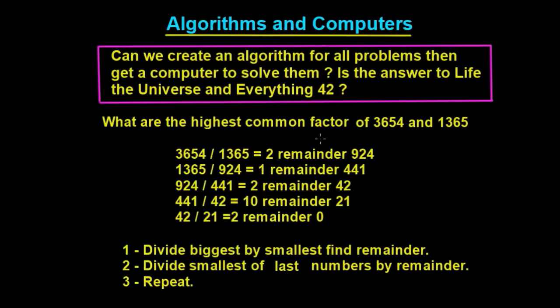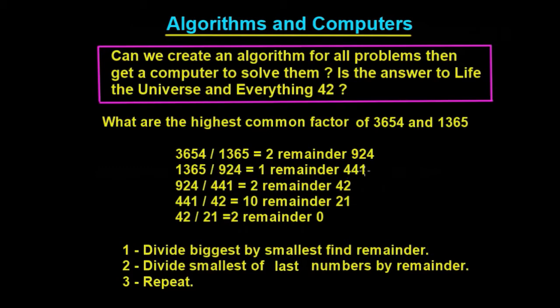So here's a simple algorithm. The question is, what is the highest common factor between these two numbers, 3654 and 1365? Now what we mean is, what is the largest number that will divide into both of those? So in order to find that, you take the biggest number and you divide it by the smallest number. In this instance, it'll give a value of 2, and the remainder would be 924. You then take the smallest number of the two above and divide it by that remainder 924, and that will go in one time, and that will have a remainder of 441.